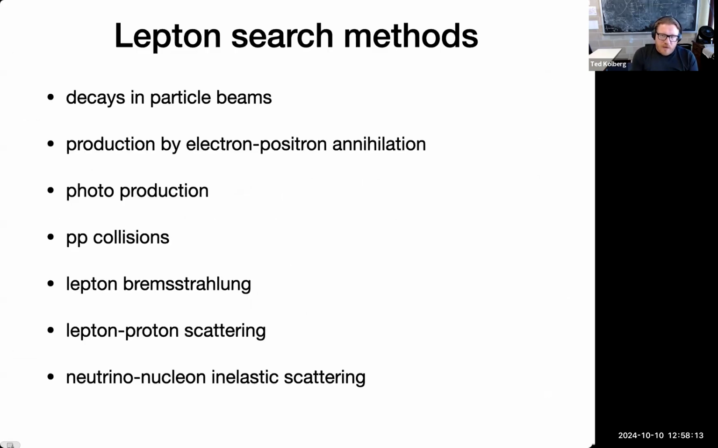There were a number of ideas on the market for how one might realize this experiment. So people thought of generating particle beams of various species and looking for evidence of decays in flight that match these hypotheses. Production by electron-positron annihilation is an attractive possibility. It's something which the technology to do is coming into use.